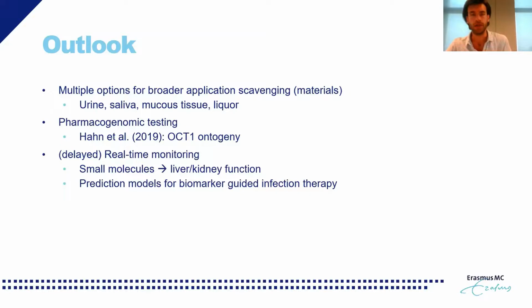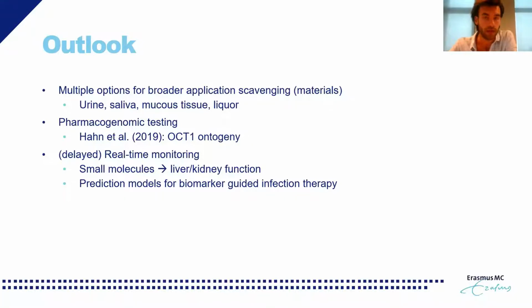If you look at the literature, we found out that there are a lot of studies being done in kids with blood, but urine, saliva, mucus tissue, or liquor is barely used as residual material. As well, there's one article being published about the use of residual material for pharmacogenomic testing for the OCT1 gene, which is relevant for morphine.